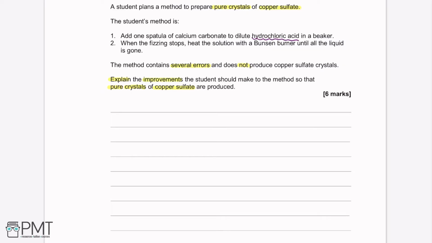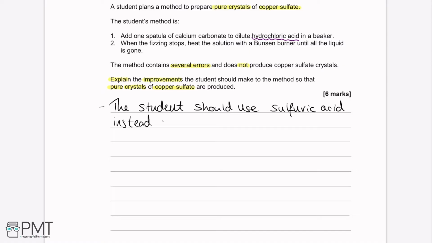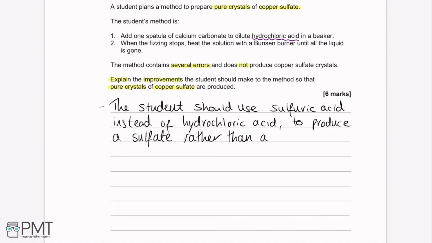So let's start by thinking about the chemicals involved. Now the student is using hydrochloric acid, but is wanting to make copper sulfate crystals. Well, really, the student should have used sulfuric acid instead of hydrochloric acid, because we need a source of sulfate ions. And because sulfuric acid is H2SO4, and an SO4 2- ion is a sulfate ion, we need the sulfuric acid to produce a sulfate rather than a chloride, which is what would be formed with hydrochloric acid.